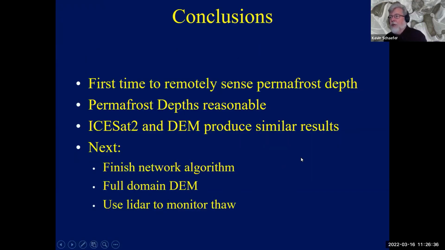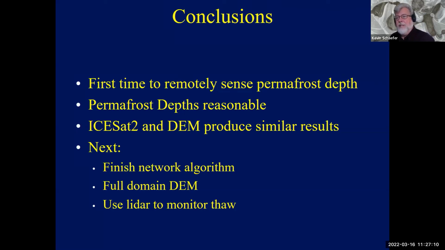So in conclusion, this is the first time anyone's been able to use remote sensing to get the permafrost depth, the thickness of the permafrost. The results look reasonable compared to cores. People drilled a couple of cores in the YK Delta, and this compares quite well to those few single values. ISAT-2 and the DEM actually produce pretty similar results.